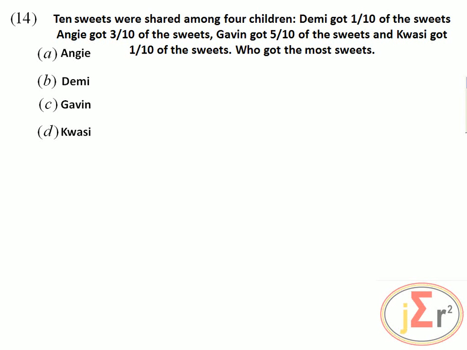That is the question. And Jerry is already outlining that Gavin got the most sweets, because all of the denominators are equal to what, Jerry? 10. Right. So all of those are out of 10. Therefore, the one that got the greater number out of 10 will be the one who got the most sweets. And Jerry said that Gavin got the most sweets.